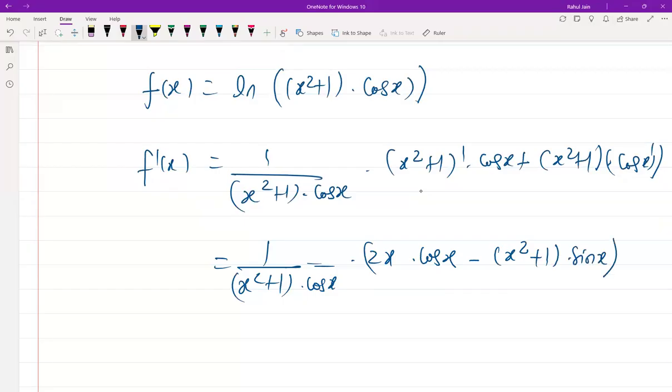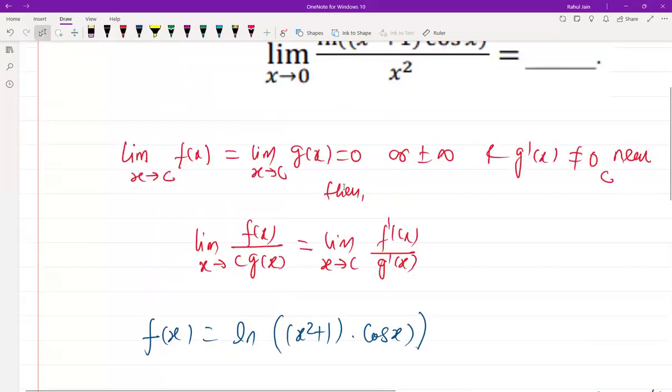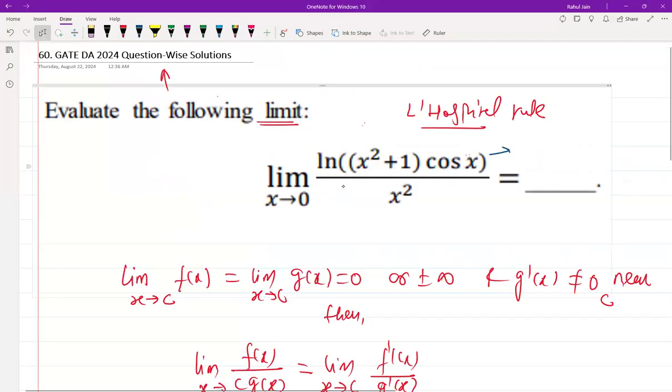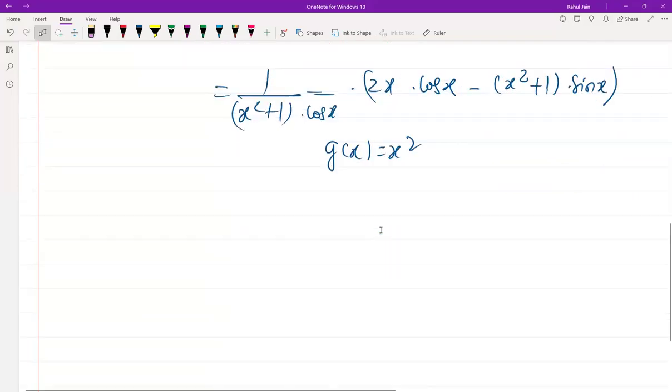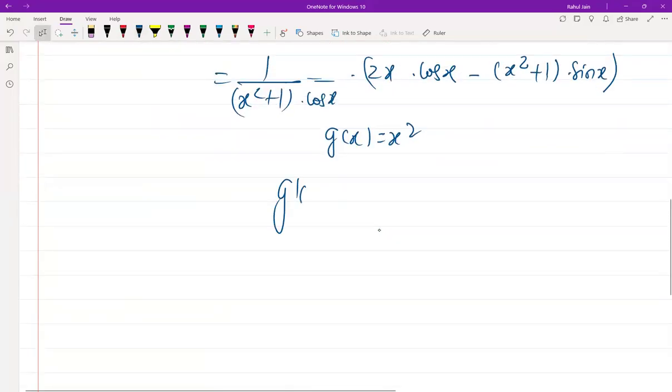Fine. Now, g(x) equal to x square. g(x) equal to what? x square. So we have taken this as f(x) and this is our g(x). So I have solved the f'(x) corresponding to f(x). Now let's solve for g(x). So directly I can write g'(x) equal to 2x. Fine.